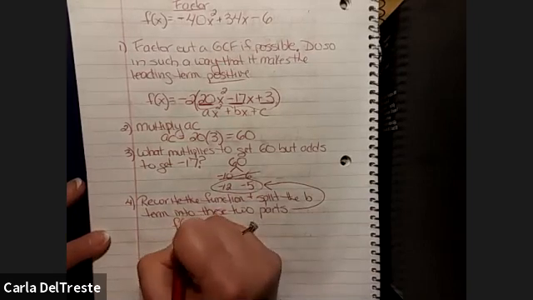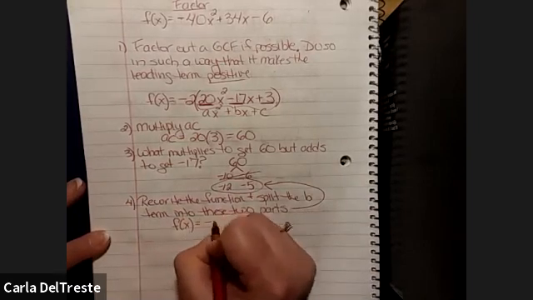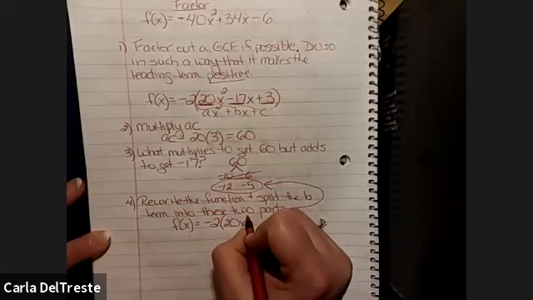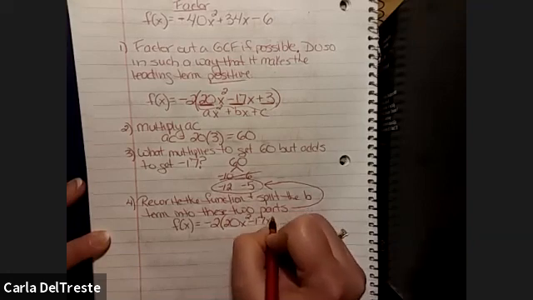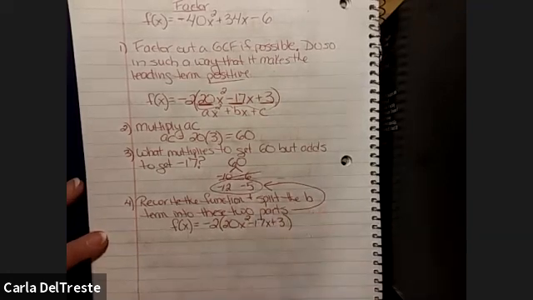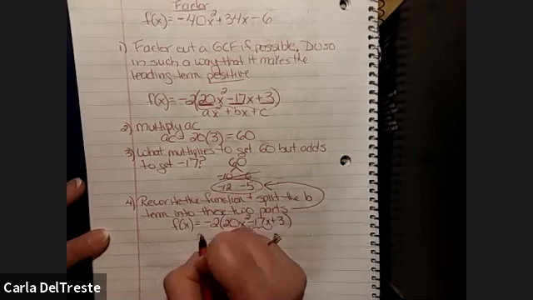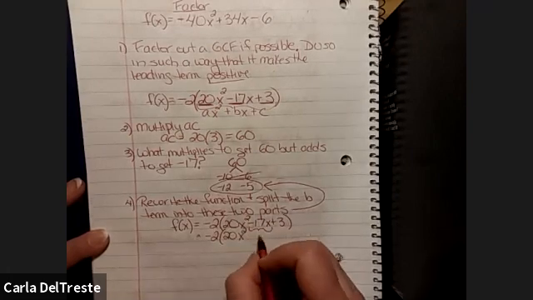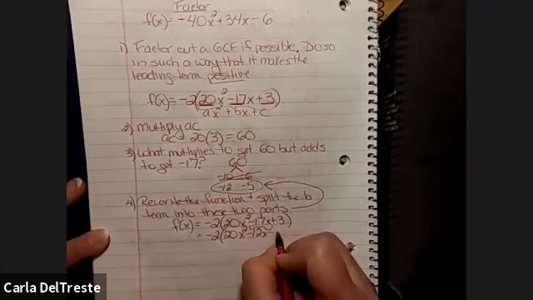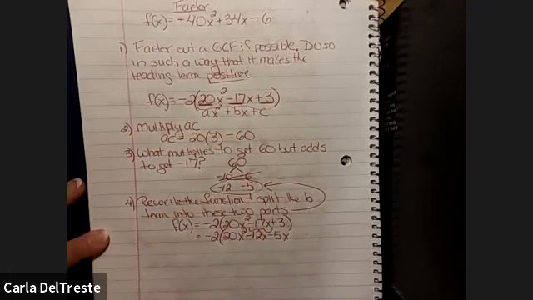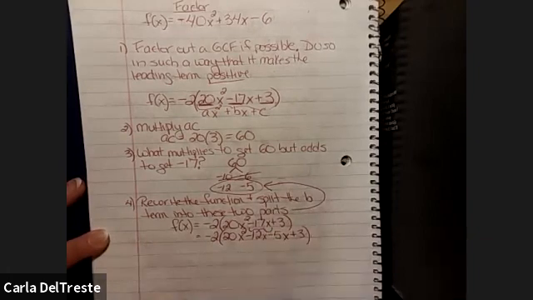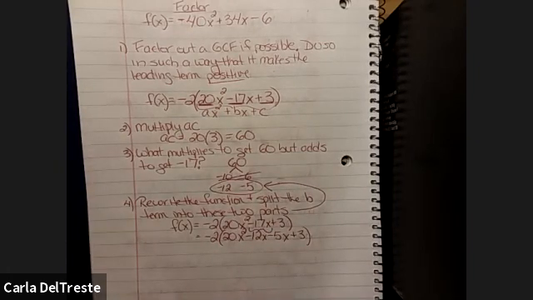So my original function with the 2 factored out is negative 2 times 20x squared minus 17x plus 3. I'm going to split the B up and rewrite this as negative 12x minus 5x. So I'm not really changing anything. I'm just expanding this B term into a sum.